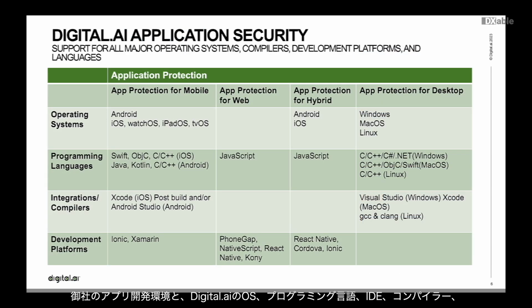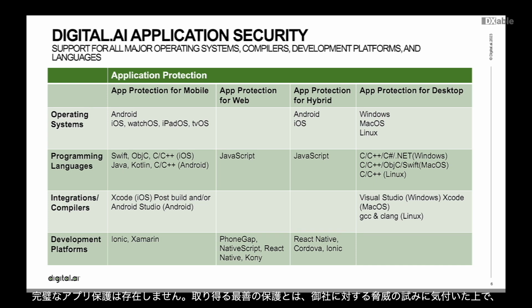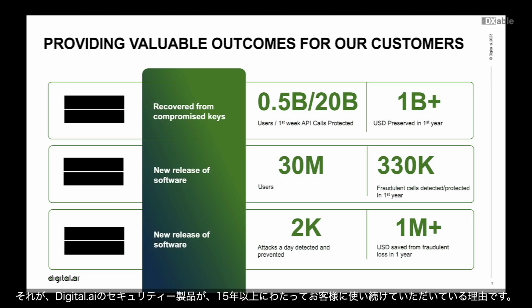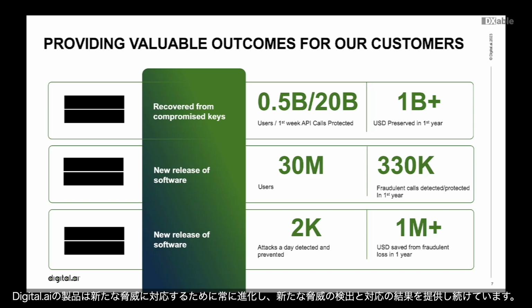Do you see alignment between your application development environment and our support of operating systems, programming languages, IDEs, compilers, and platforms? There is no perfect application protection. The best you can do is make it so painful for the hostile actor that they give up and find an easier target, all while being aware of threat attempts against you. This is why Digital.ai's security customers have stuck with us for over 15 years, because our product evolves to meet new threats and delivers threat detection and reaction results like these.